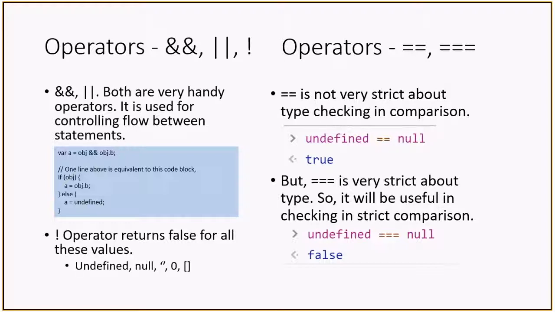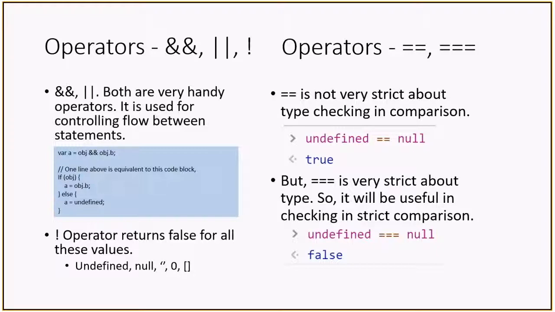And also, we can use the not operator based on these values. If the variable has these values, it's falsy. If it has anything other than these values, it passes and your code gets executed. So you can use the not operator on these possible values.